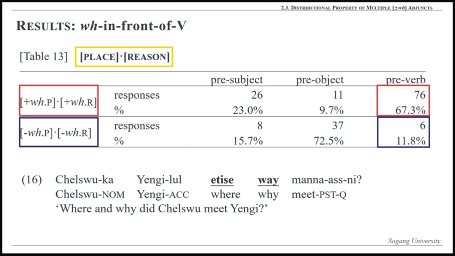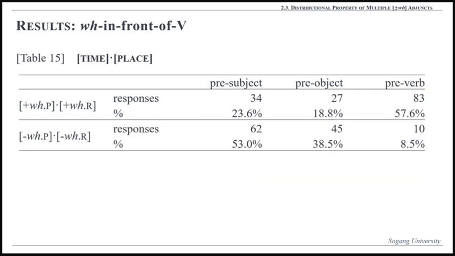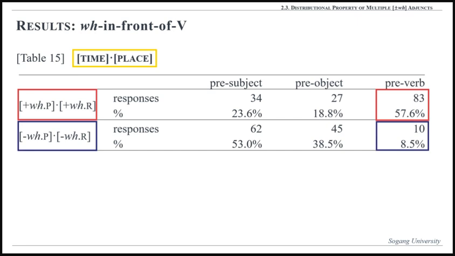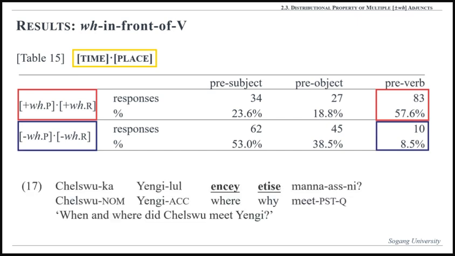철수가 영희를 어디서 왜 만났니? Like that. And the results from the time and place adjunct were the same. The preverb position was most preferred, but it was not in the case of minus WH adjunct. And here's the most preferred sentence with time and place adjunct.